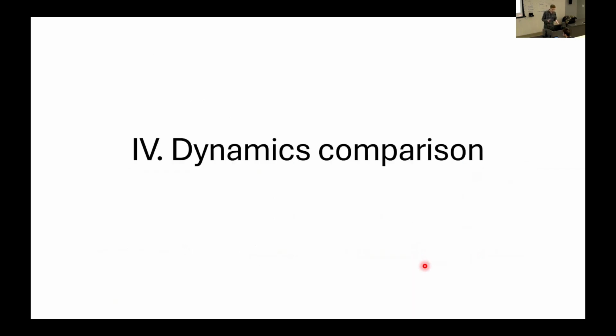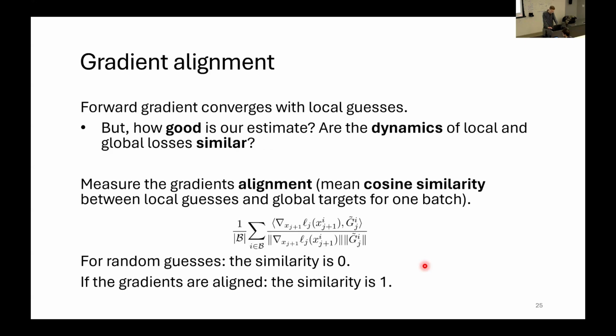Okay, so we have a better idea of how our framework works. Now let's look at dynamic comparison. We have seen that our algorithm can converge with local guesses, but we are still not really clear how good our estimate is. And since there is no particular reason for our local and global dynamics to really stay aligned, how do they stay a bit similar during training?